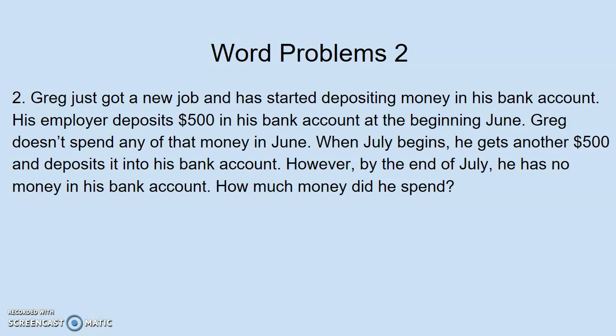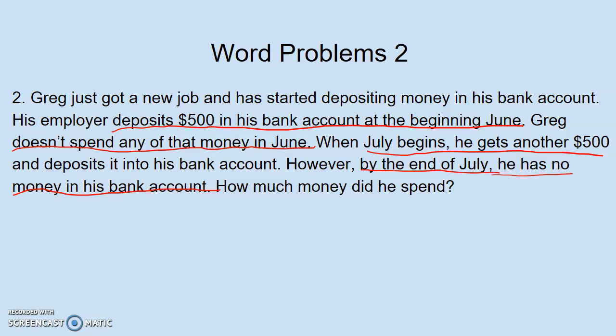Well, that was a lot of information, but we can underline what we know that is important. So his employer deposits $500 in his bank account at the beginning of June. And then Greg doesn't spend any of that money in June. And then when July begins, he gets another $500. And that's in his bank account. But by the end of July, he has no money in his bank account. So how much money did he spend?